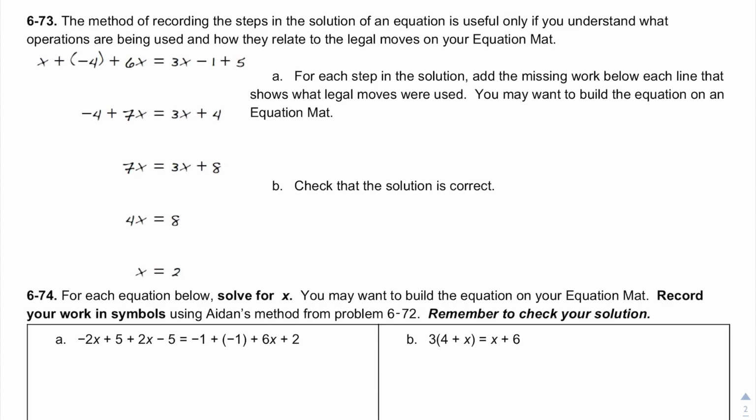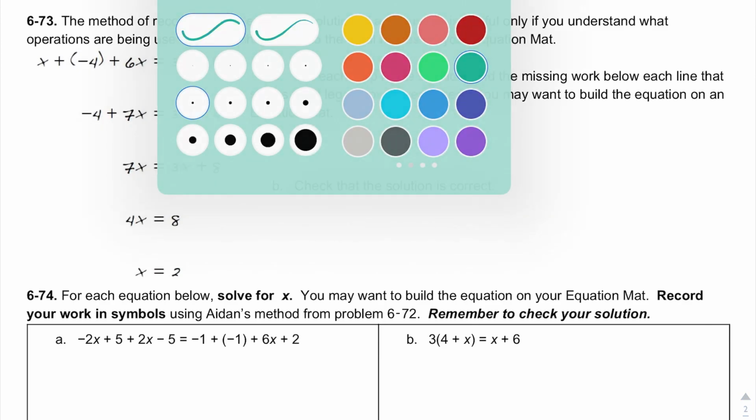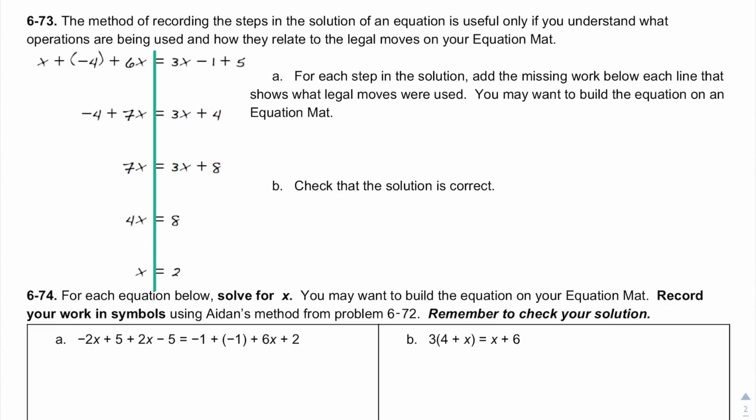673. The method of recording the steps in the solution of an equation is useful if you understand what operations are being used and how they relate to legal moves on your equation map. So I have x plus negative 4 plus 6x equals 3x minus 1 plus 5. So I'm going to go ahead and put another wall again to show that I have a left side to the mat and then a right side to the mat. And then A, it says, for each step in the solution, add the missing work below each line that shows what legal moves were used. You may want to build the equation on an equation mat.